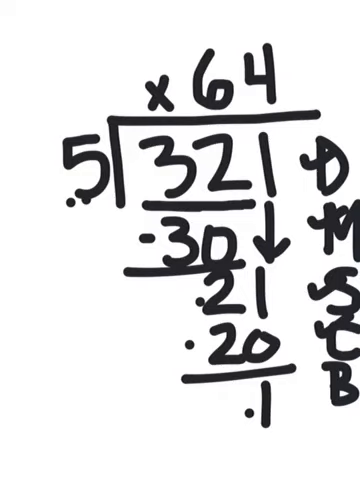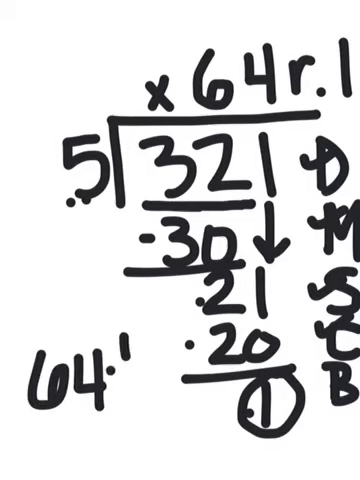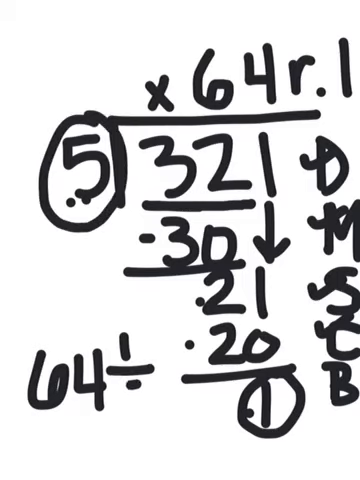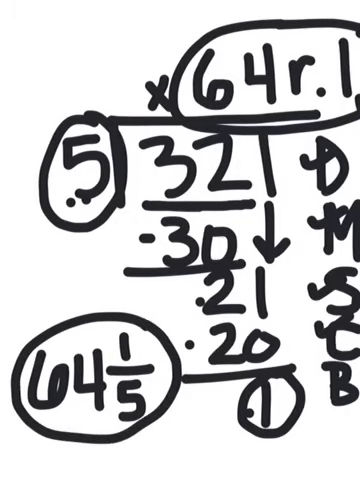When we have nothing else to bring down, then this number that we have from our subtraction problem is our remainder. So 64 remainder of 1. We can also write that as a fraction. So the 1 would be our numerator, and our divisor, or what we divided by, would be our denominator. So 64 remainder of 1 is correct, but so is 64 and 1/5.